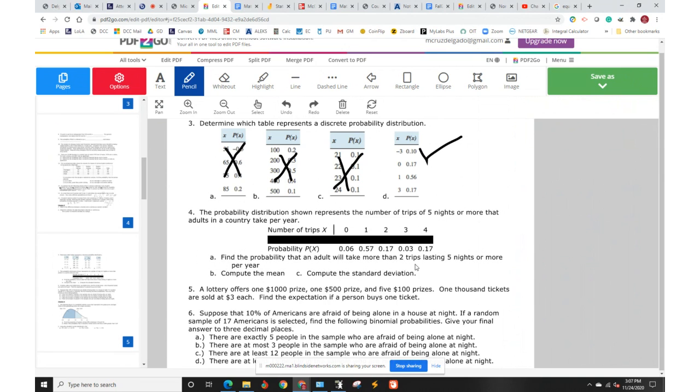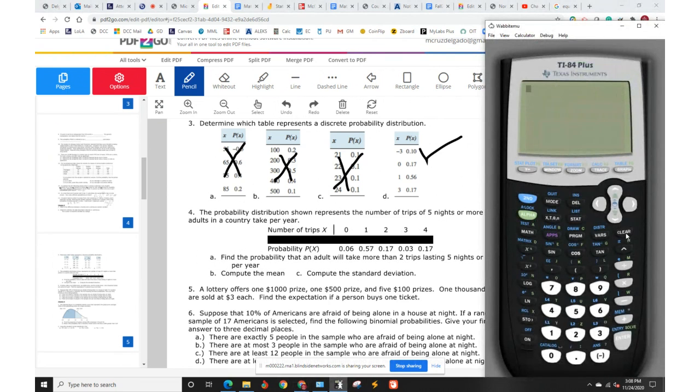Wait. No, that's right. More than 2 trips. This is the number of trips. So 0.07, so that's 0.2. To do the mean, you multiply all these down and add them up. To do the standard deviation, what you can do is put these two columns, and I'll just show you real briefly, because like I said, this is not a major thing, but I just wanted to show you.